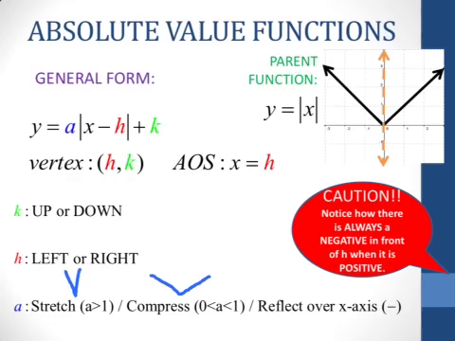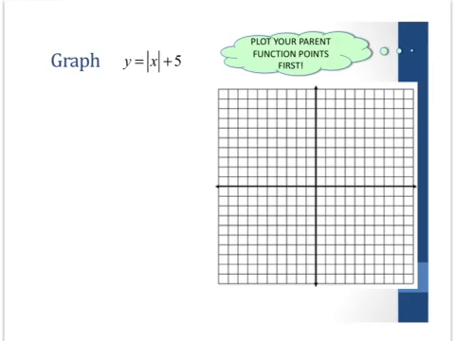Our vertex from the parent function is going to move. It's going to be h, k, where h is the horizontal translation and k is the vertical shift. The axis of symmetry will not change unless you move left or right. So if h changes, then the axis of symmetry will also change. So let's graph this function, y equals the absolute value of x plus 5.